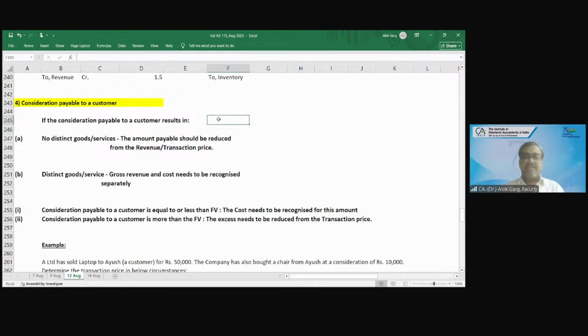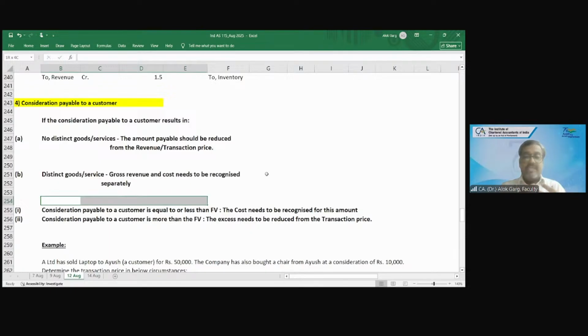So what this standard says is that if the consideration payable to a customer results in no distinct goods and services, the amount payable should be reduced from the revenue or the transaction price. But if it is resulting in distinct goods and services, then the gross revenue and cost need to be recognized separately. Okay, friends, in that case there are two scenarios. Scenario number one, consideration payable to a customer is equal to or less than fair value.